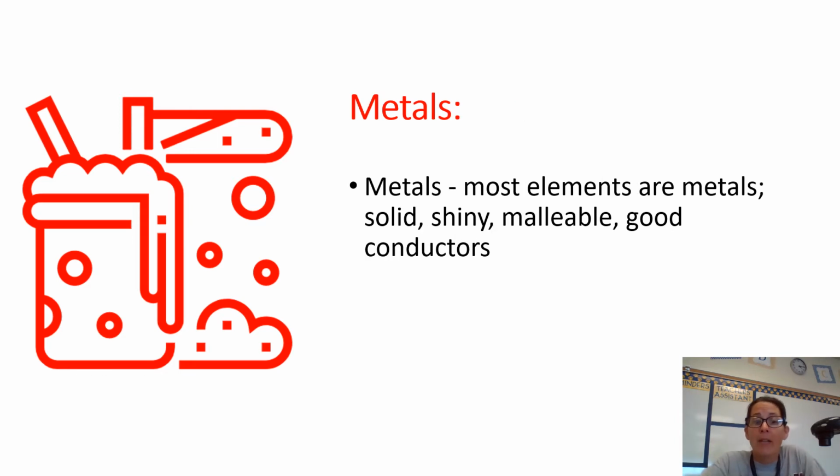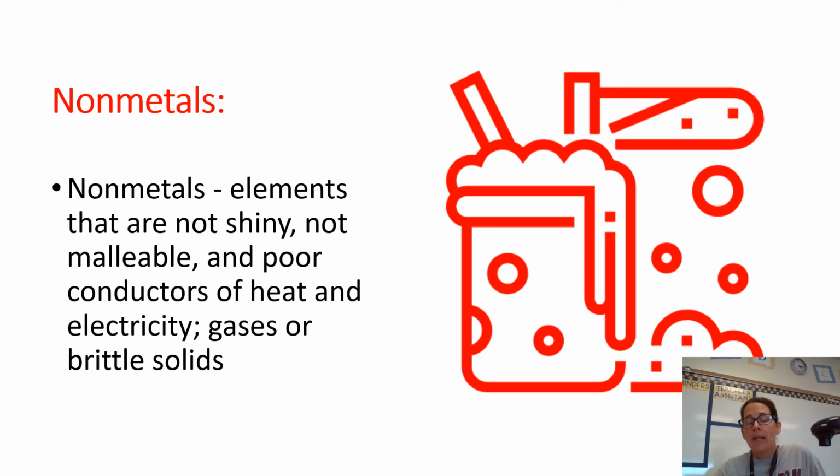Here we have metals. Most elements on our periodic table are metals. Metals are going to be shiny, solid, malleable, and good conductors. So a nonmetal is going to be an element that's not shiny, it's not malleable, and it's a poor conductor of heat and electricity. These things are going to be more like your gases or your brittle solids on that periodic table.